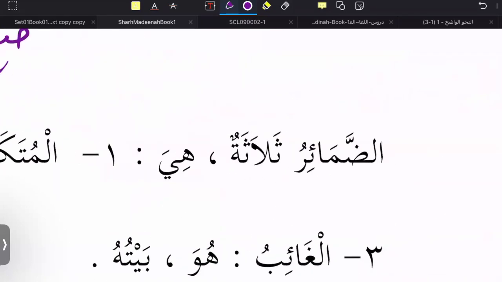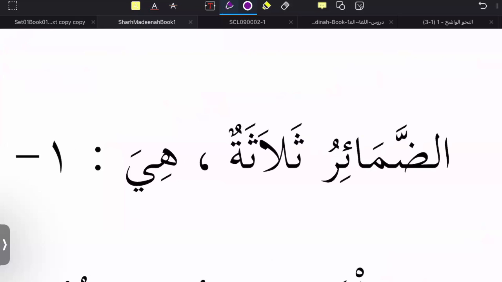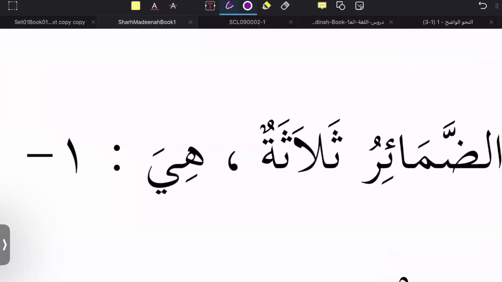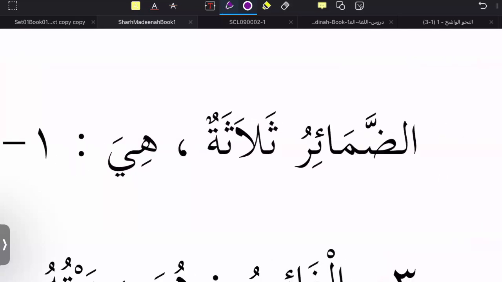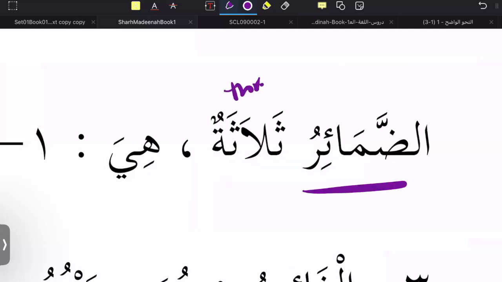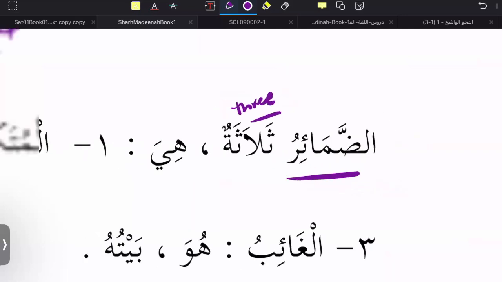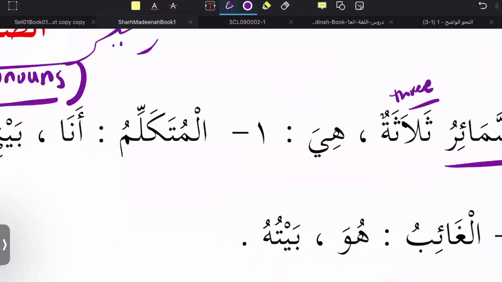So these are pronouns. He, and she. So let's see what the explanation says. It says الضمائر ثلاثة. So there are three types of pronouns. Okay, ثلاثة is three. We will deal with a lot of numbers later. So there are three types of pronouns. Here they are.